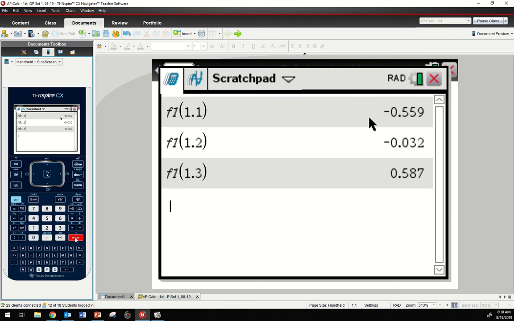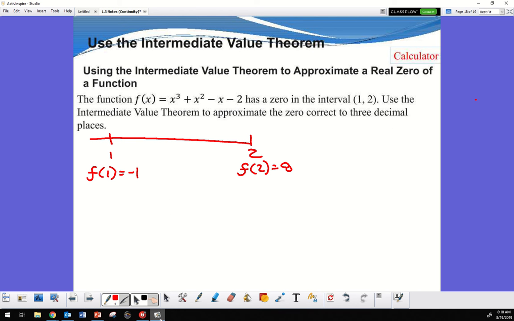Okay, so now I have narrowed it down to between 1.1 and 1.2 on my number line. And this says correct to 3 decimal places. So right now I should have at least 1 decimal place, right? My answer should be saying 1.1 something. So that's 1 decimal place for this.